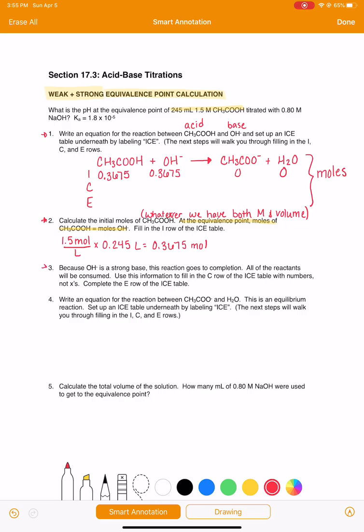Step three, because OH minus is a strong base, or if we were doing this with a strong acid and a weak base, if one of them is strong, the reaction will go to completion. All of the reactants will be consumed. Use this information to fill in the C row. So everything, we're getting rid of everything. It's going to completion. And you've done enough ice tables now to understand the concept of minus X, plus X, plus X, like that. And now we're going to finish the E row. So when this is done, we're going to have no more reactants. We will only have products.